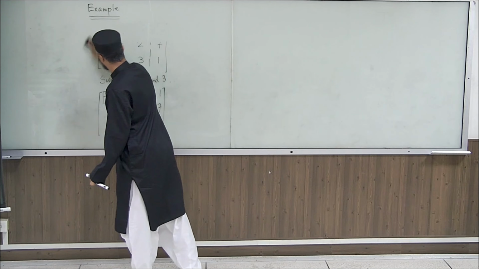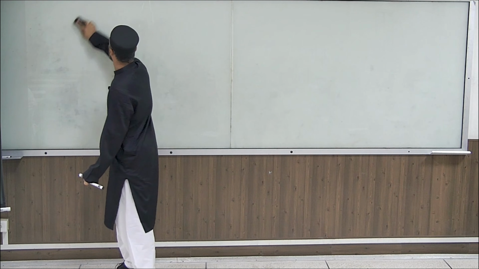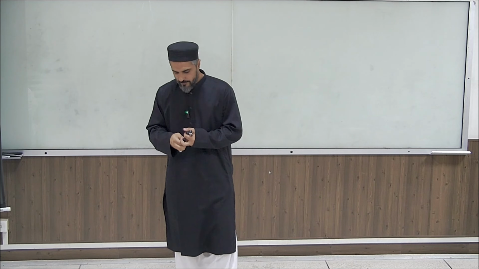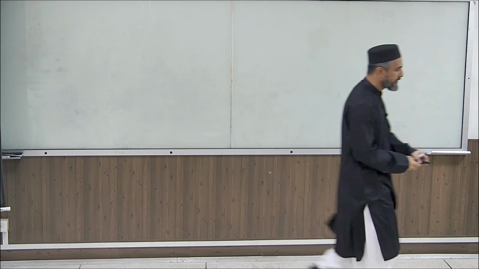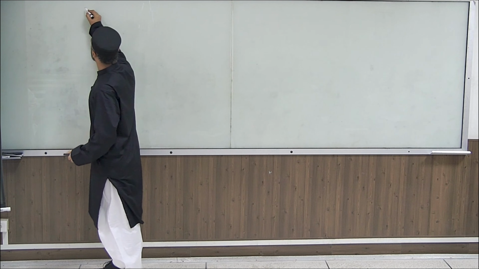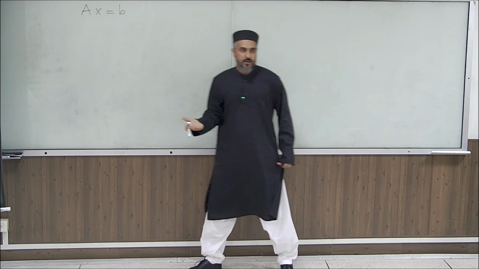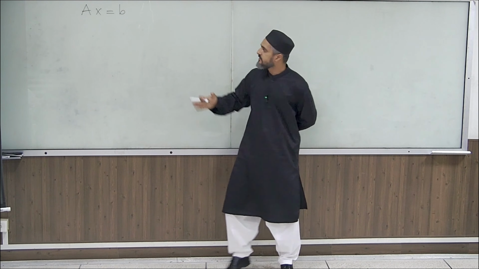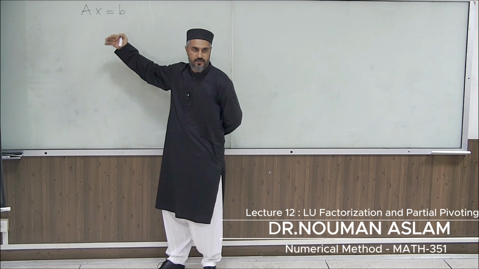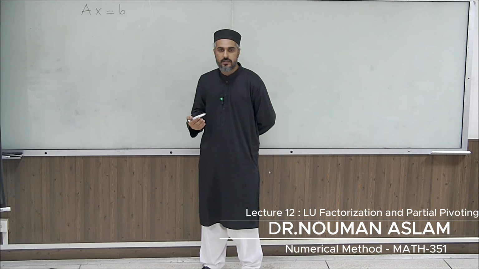Okay, this was from the Gauss elimination. Now we're coming to the next topic, which is LU factorization. So our problem is what we call a matrix equation, where A is the coefficient matrix, X is the unknown vector, and B is the right-hand side. So this is our topic that we are actually doing, the linear system of equations.